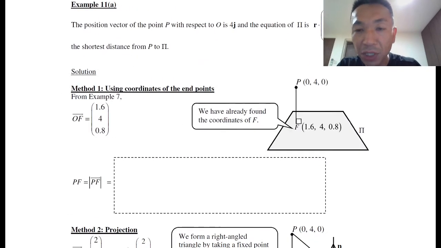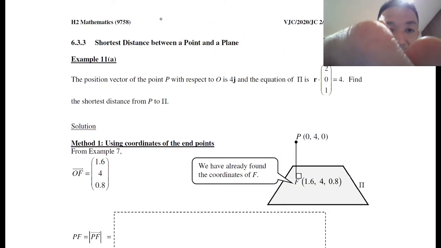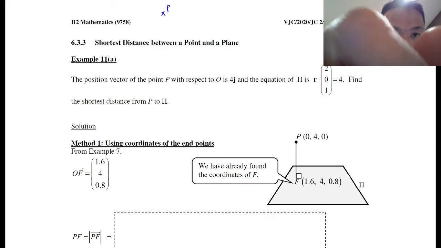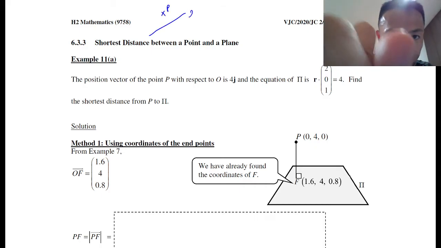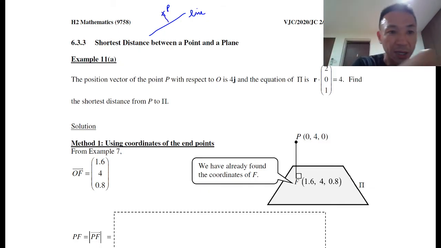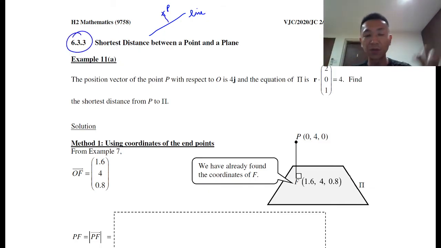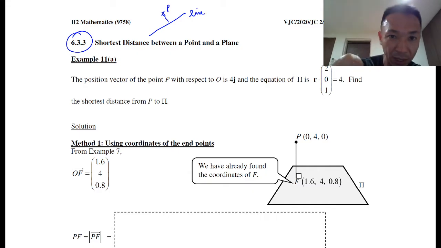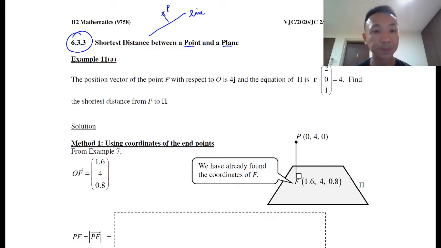Okay, we have just completed how to find the shortest distance between a point and a line. Correct? Next, 6.3.3, we will deal with finding the shortest distance between a point and a plane. Let's use an example to illustrate the two methods that we're going to use to find the shortest distance between a point and a plane. Now, example 11.8.